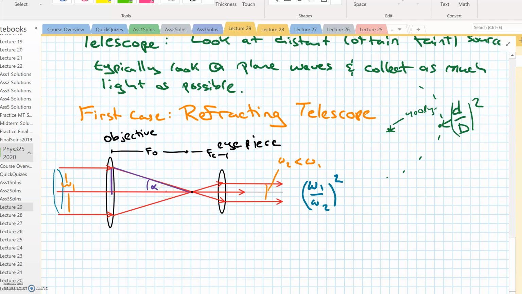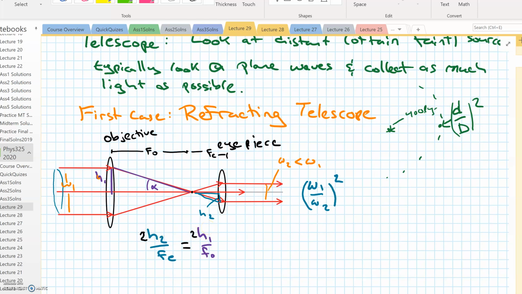We see that these two triangles here are similar. Let's call H1 the half waist of the incoming beam, or width, and the other one H2. We see that H2 over the focal length of the eyepiece is equal to H1 over the focal length of the objective. And of course we can multiply both sides of that equation by 2 to get the widths.